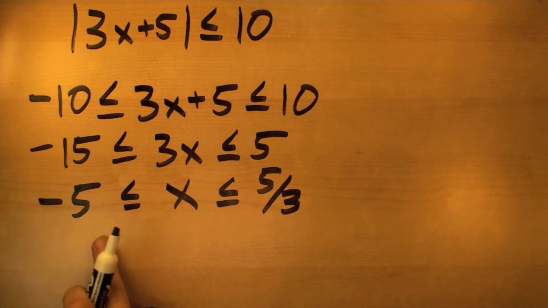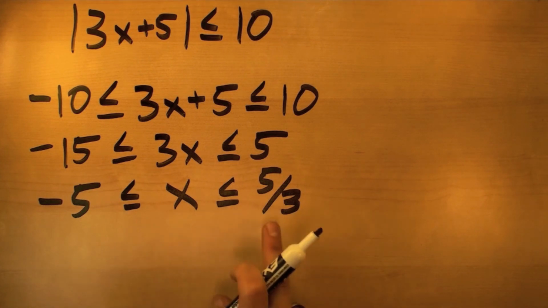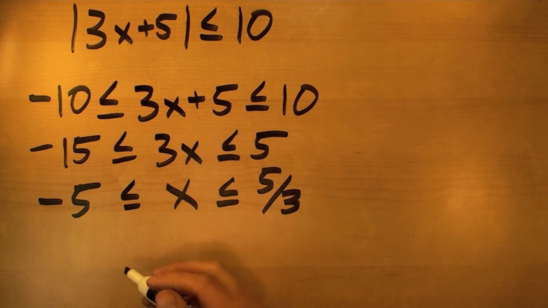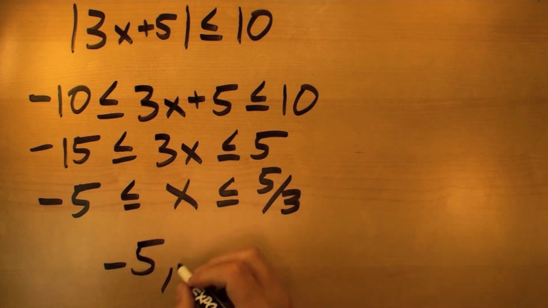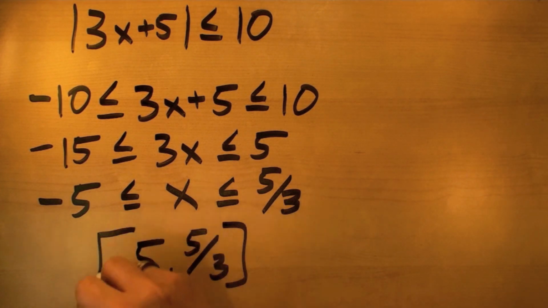So in interval notation, since we're including these endpoints because x can be negative 5 or x can be 5/3, then it's going to be all values from negative 5 to 5/3 in square brackets.